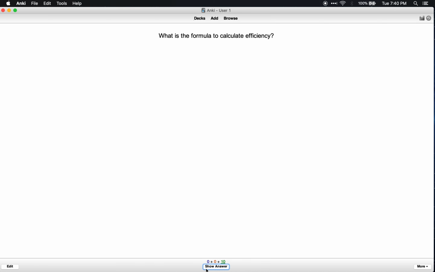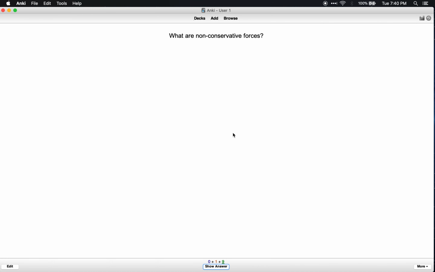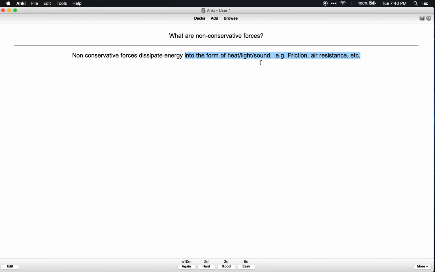Okay. Efficiency equals work out over work in, which is load times load distance, over effort times effort distance. Non-conservative forces are forces that dissipate energy into the surroundings, as heat, friction, air resistance. Conservative forces are like gravitational force and electrostatics.